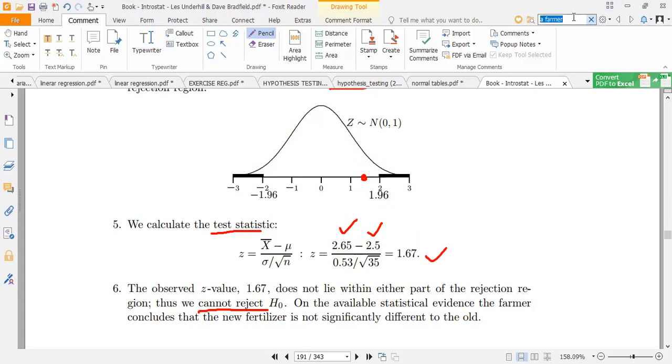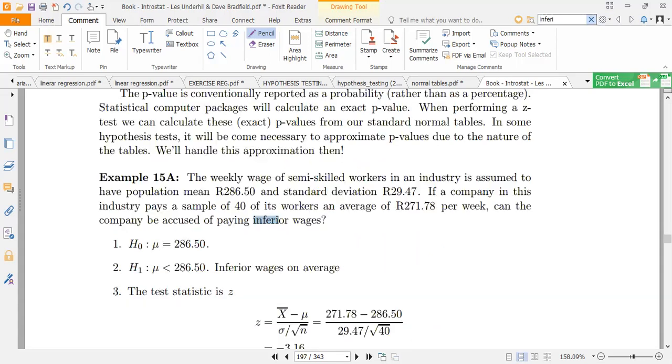Now, if I were to use this question here: the weekly wage of semi-skilled workers in an industry is assumed to have a population mean of what?